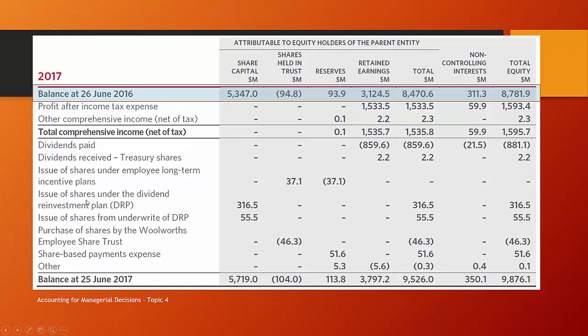They did issue some shares, and that's the other big one, which is share capital increases by $316 million. So some of these dividends paid were paid as cash, and some of them were reinvested as part of a dividend reinvestment plan where the shareholders received additional shares. And once you've made all those various adjustments, you end up with a closing balance of $9.88 million. Sorry, $9.88 billion.